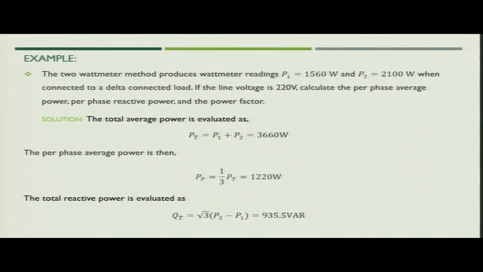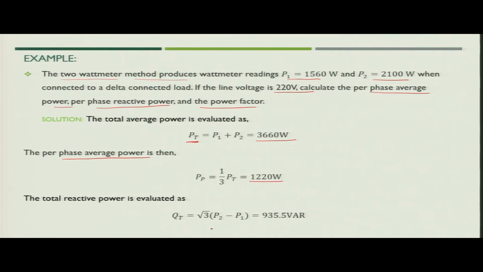Now, let us see quickly the third example also, where we need to use the 2 wattmeter method to find the value of per phase average power, per phase reactive power and the power factor. P1 and P2 are given and the line voltage is 220 volt. Since P1 and P2 are given, the total average power you will get as P1 plus P2 is equal to 3660 watt. So, you can say that per phase average would be 1/3 of the total power. So, you will get 120 watt.